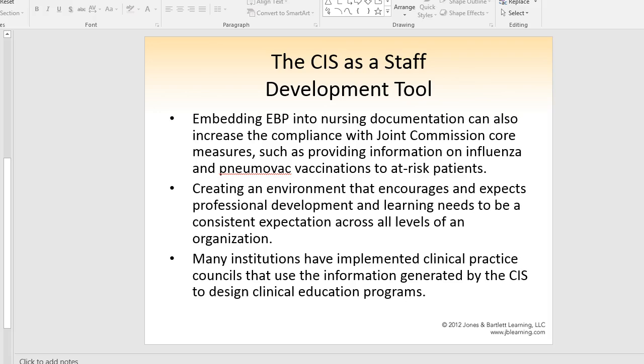Creating an environment that encourages and expects professional development and learning needs to be a consistent expectation across all levels of an organization. You can develop your EMR to not just be a patient care tool, but an organizational tool to help improve your nurses as well. You can embed training and educational topics within it, and that's really helpful. A lot of institutions have implemented clinical practice councils that use information generated by the CIS to design clinical education programs.